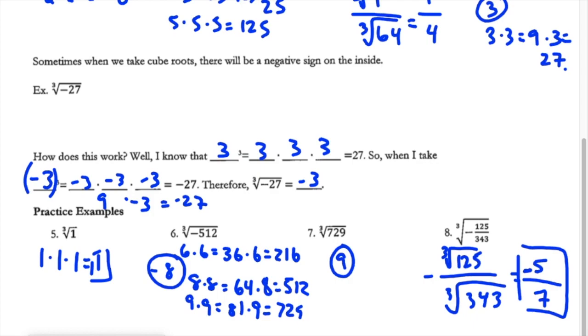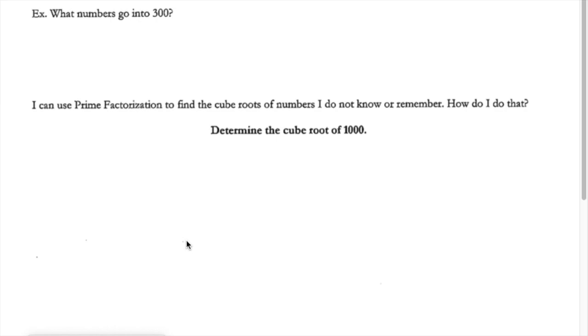So if we flip to the next page, we talk a little bit about prime factorization. So prime factorization, as we talked about a couple days ago, can be used to find the square roots of numbers, but it can also be used to find cube roots of numbers that we don't know. Okay, so again, prime factorization is finding the numbers that when multiplied together make the original number. So what numbers go into 300?